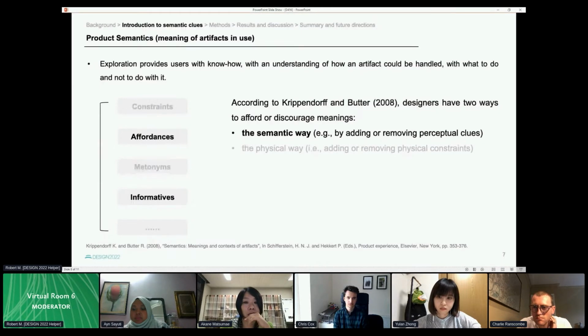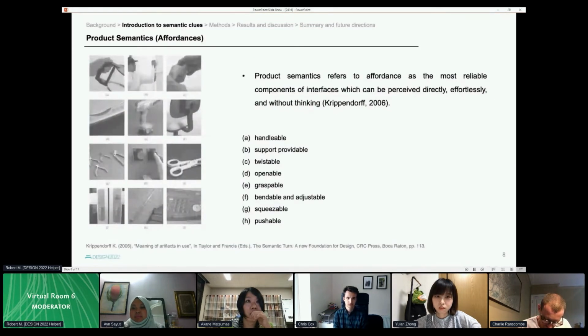Designers mainly have two ways to encourage or discourage meanings: the semantic way and the physical way. In this study, we mainly applied the concept of affordances and informatives to achieve the semantic way. Product semantics refers to affordances as the most reliable components of interfaces, which can be perceived directly. It follows that everyday objects are perceived in terms of affordances and have to be designed in terms of their users' abilities.